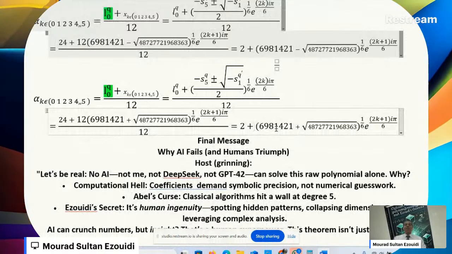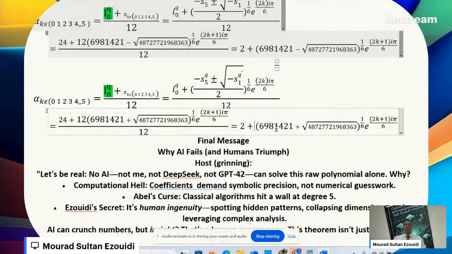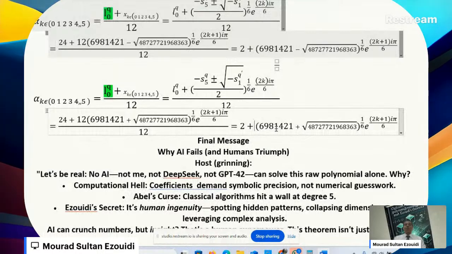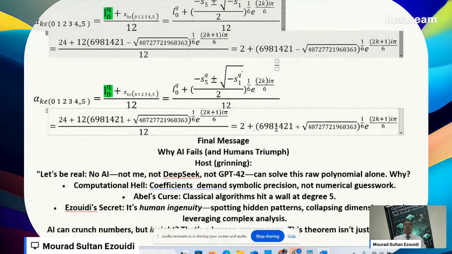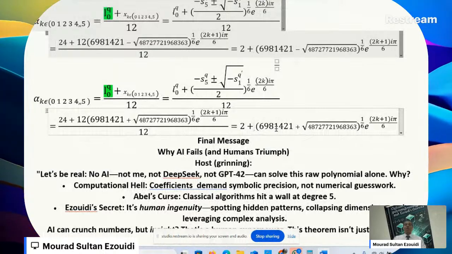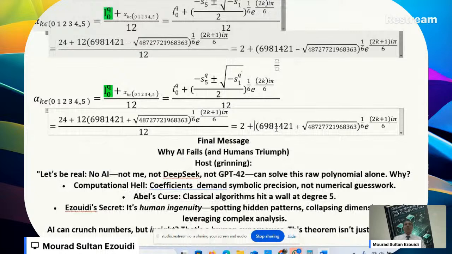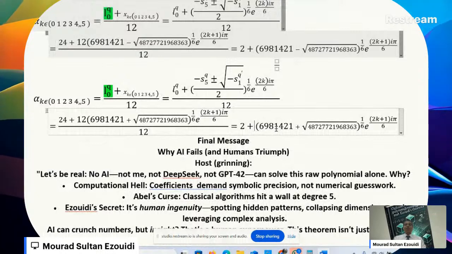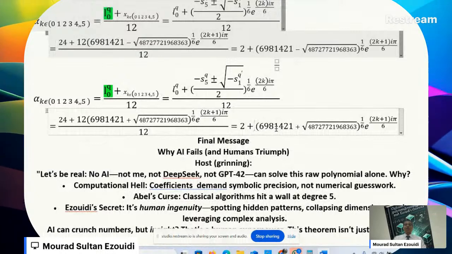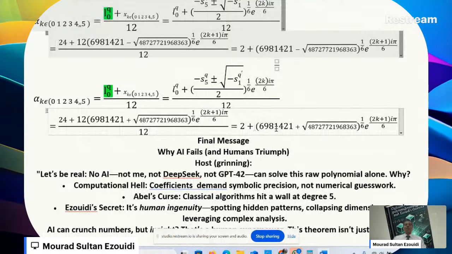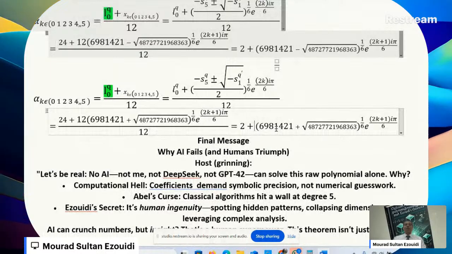The exactness here was found by exact symbolic methods. It is not guesswork, not an approximation, not numerical approximation. Here is the powerful formula of Professor Mourad Sultan.